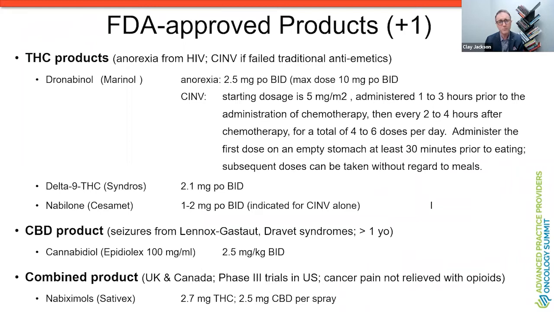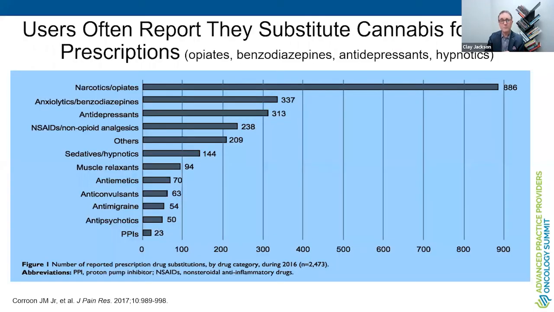In terms of FDA approved products, we have Dronabinol, which we've already mentioned, that's Marinol. It's approved for CINV, or chemotherapy-induced nausea and vomiting. Syndros is approved for anorexia. Nabilone, Cesamet, that's approved for CINV alone. There is one CBD product that has FDA approval for pediatric use in rare seizures. There's a combined product that's approved in the UK and Canada. It's in phase 3 trials here. It's called Sativex or nabiximols, and it's a THC CBD mixture.